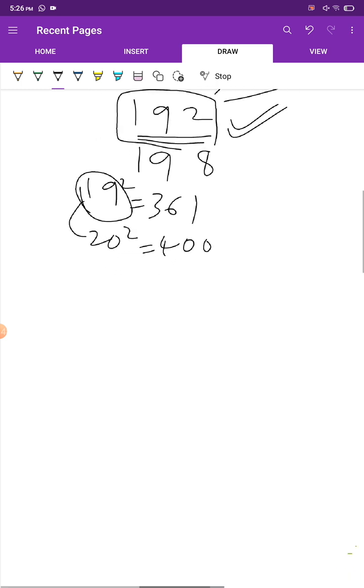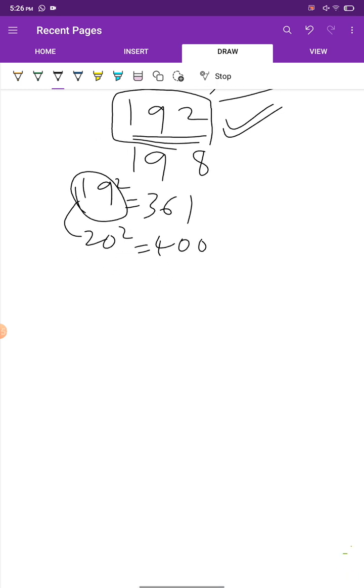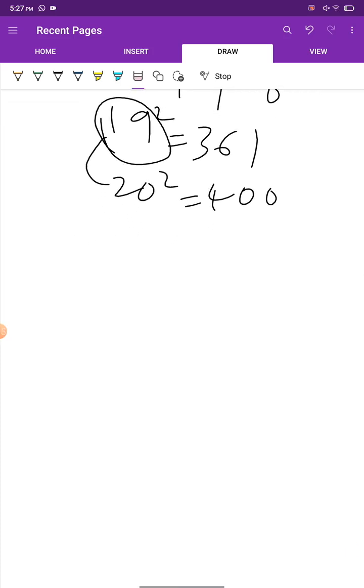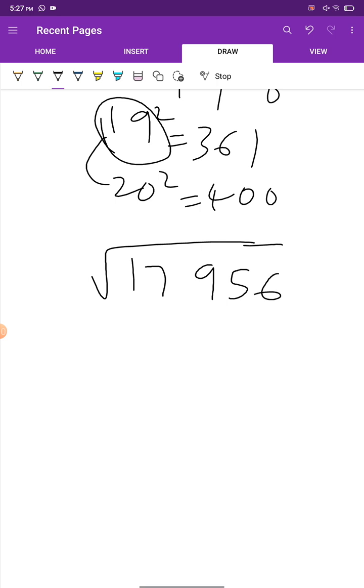Okay. So here I give an example. So try it on your own. Suppose I have the square root of 17956. So this is a square root. We need to ignore the last two digits from this side. We already know. So try this answer and put it in the comment box.